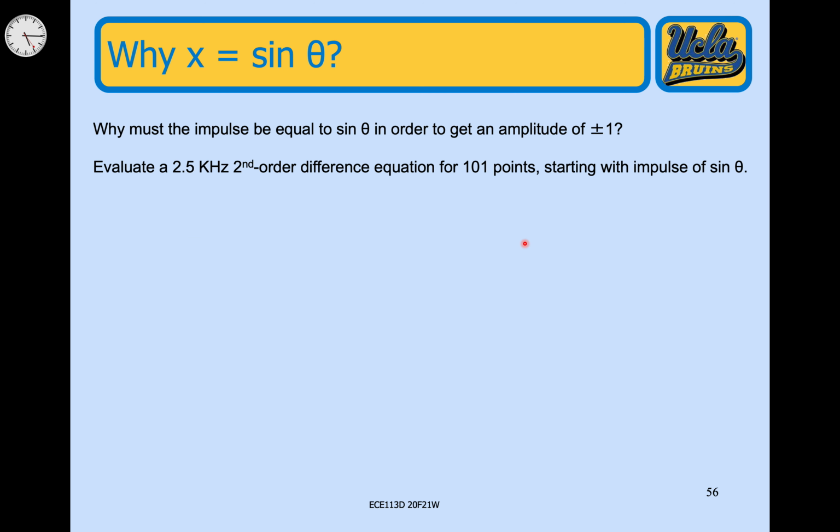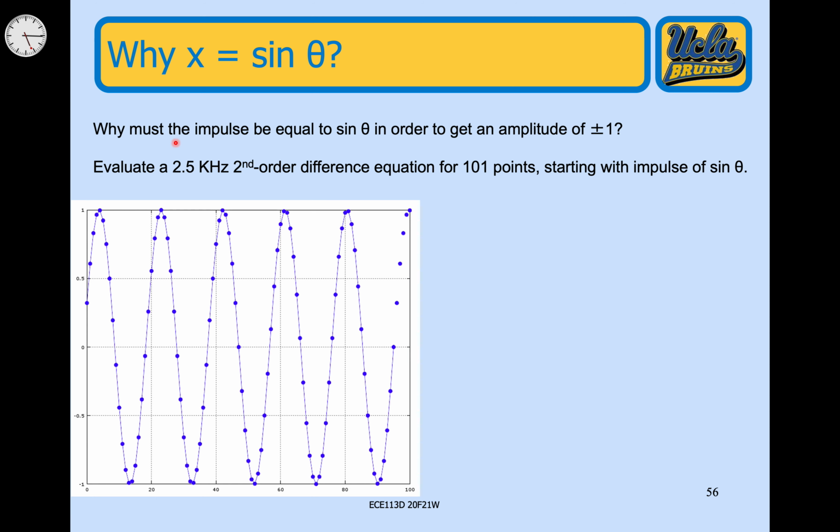So why does it have to be equal to sine theta? There are a couple of ways of looking at it. You can evaluate a 2.5 kilohertz second order difference equation for 101 points. Let's start with an impulse of sine theta.